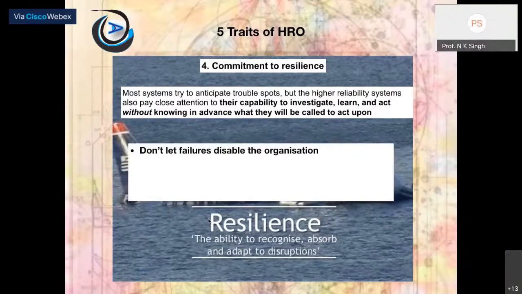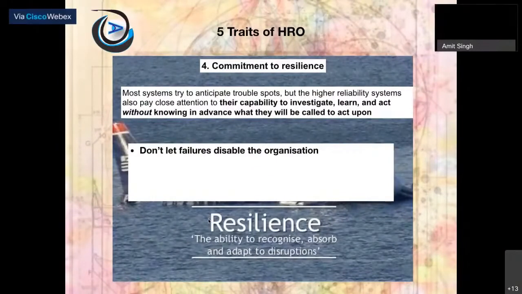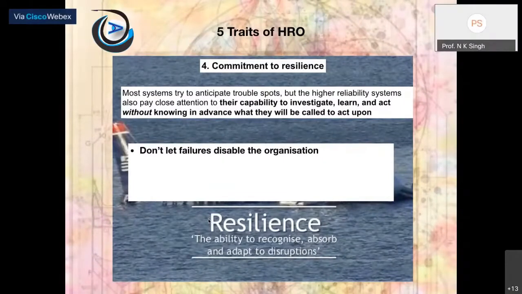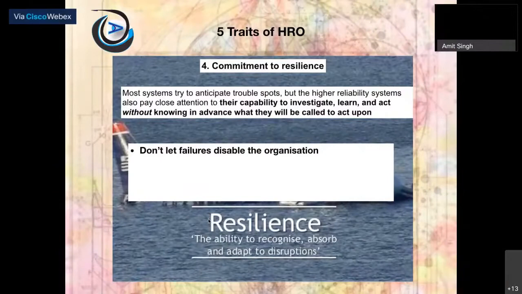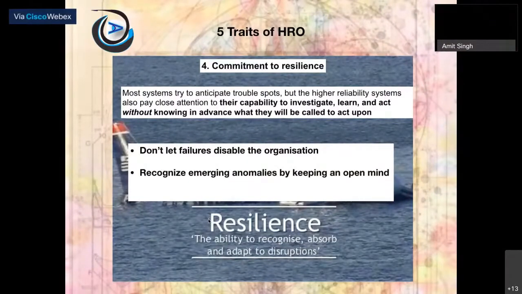So don't let failure disable the organization. That is the first thing. You have to protect the organization. So business continuity is first, and parallelly you have to run the investigation process. Recognize emerging anomalies and keep an open mind. React appropriately even under unanticipated conditions.